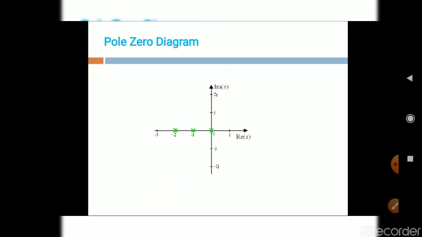Next, after that we need to plot the poles and zeros on the S plane. This is the simple representation of the pole-zero plot on the S plane.